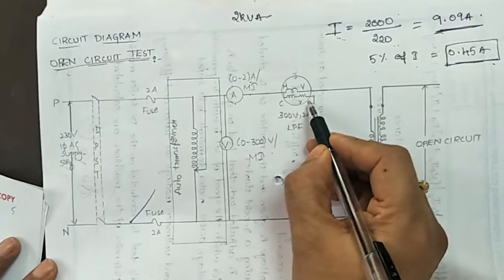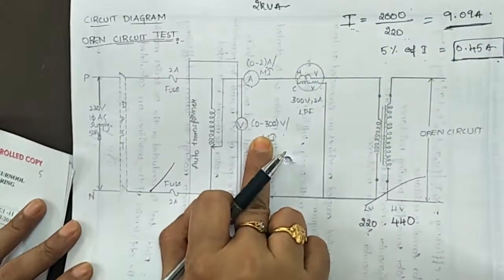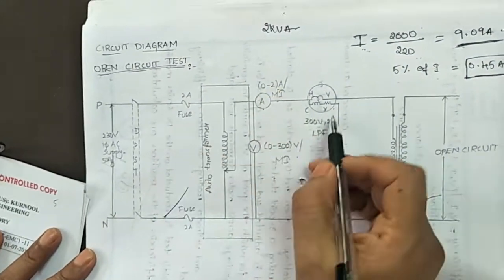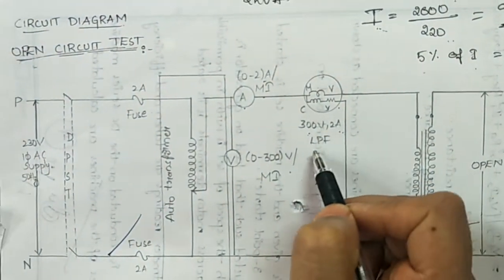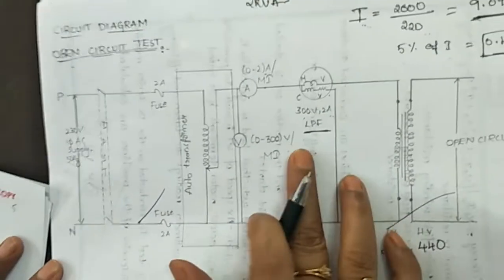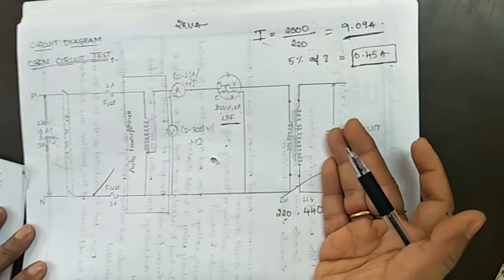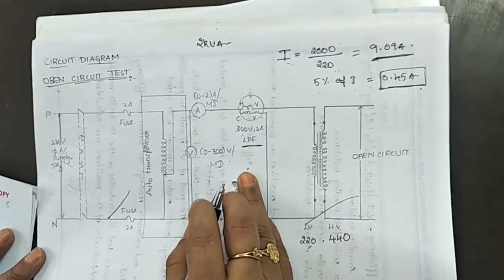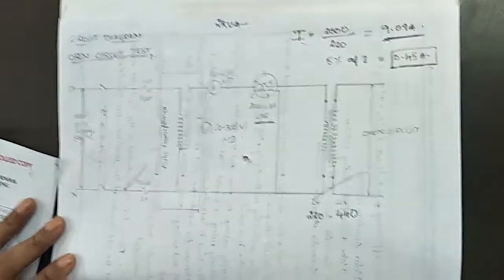To measure the power, the wattmeter to be selected has a voltage of 300 and current of 2 amps. So the wattmeter rating is 300 volts, 2 amps, and a low power factor is considered. The reason is that here we are not applying any load, so under open circuit conditions the power factor is very low. That is the reason you select a low power factor wattmeter.